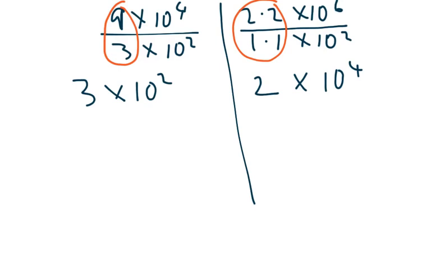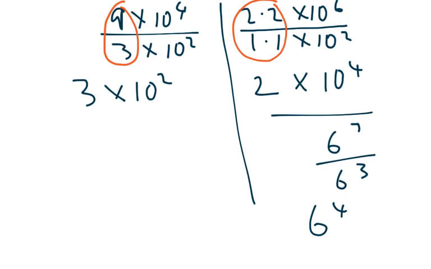When we're dividing, remember, 10 to the power of something or any indices, you subtract the indices. So, for example, 6 to the power of 7 divided by 6 to the power of 3 is equal to 6 to the power of 4, because 7 take away 3 is 4. You're subtracting the indices. Don't forget your rules.